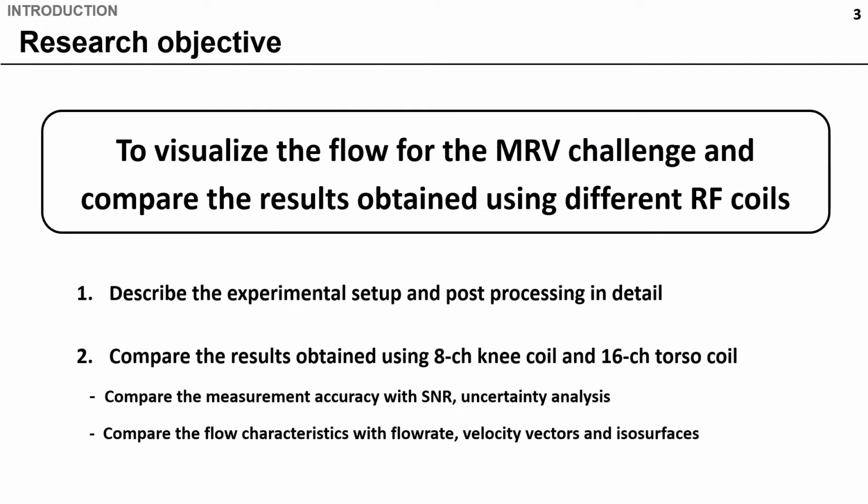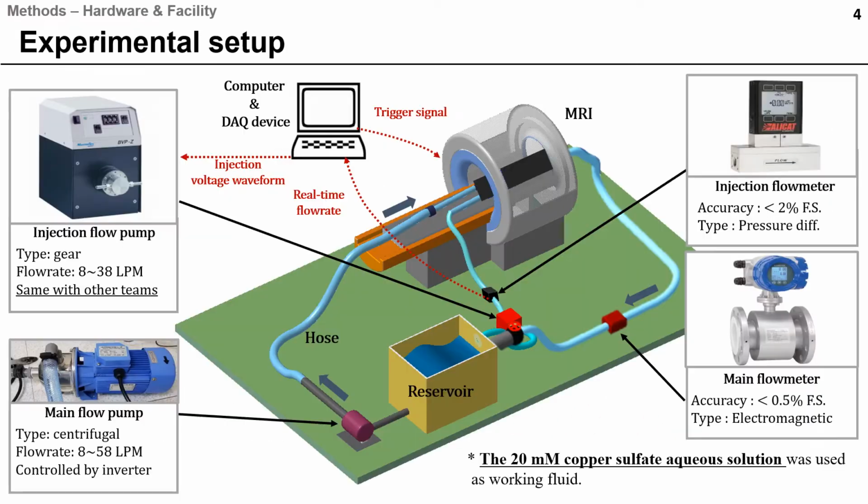So based on this, we set our research objective to visualize the flow for the MRV challenge and compare the results obtained using different RF coils. I will describe the experimental setup and post-processing for our experiments. And also I will compare the results obtained using these two coils with the SNR and velocity uncertainty and other flow details. So for the first one, this is our experimental setup.